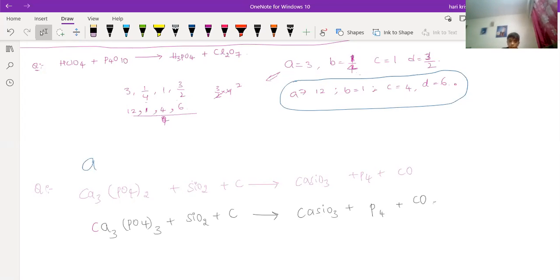Sir, is PO4 a separate element? Like, is it a separate compound? PO4 is separate only. Generally, phosphorus should exist separately, so we will take one more coefficient for the P. Generally, phosphorus will exist in the form of P4 only.